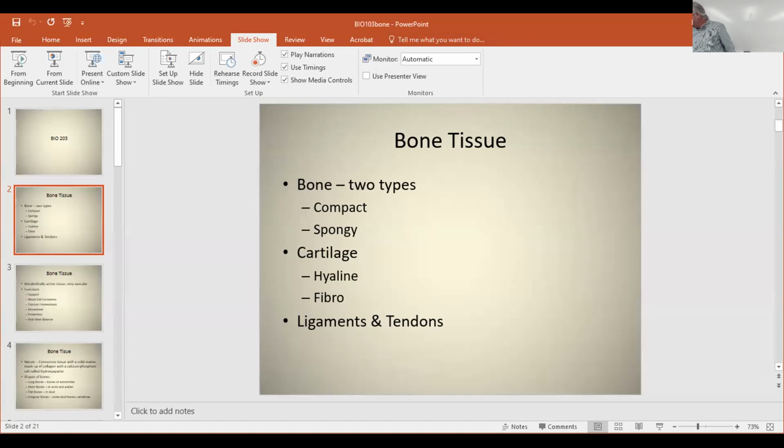And that's it. As I said, this is a pretty short chapter. So this will be 203bone1, and this is the only one we need for bone.